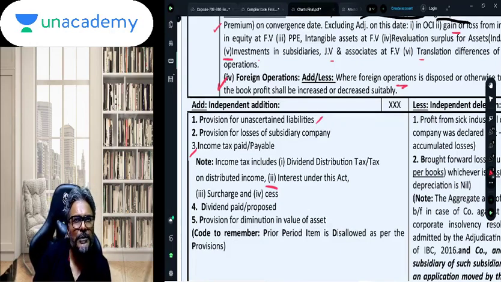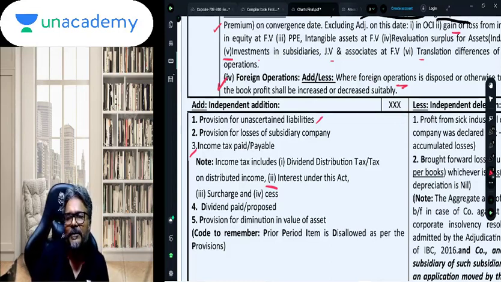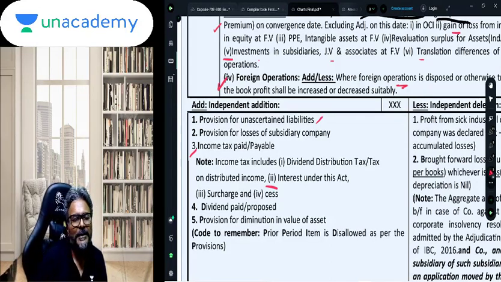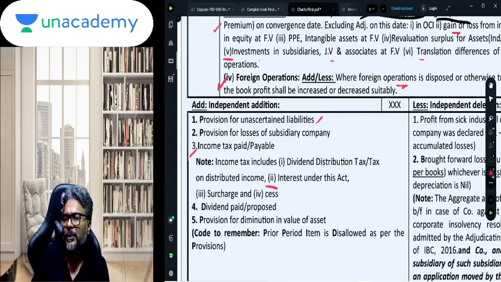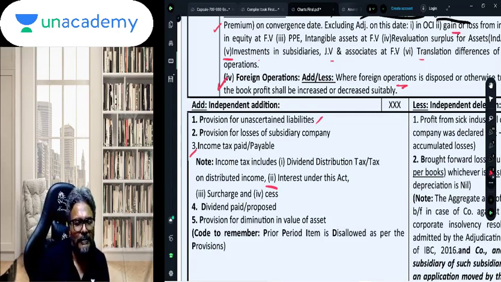Dividend paid or proposed. Students, the next item is dividend paid or proposed to be added back. What you do in the normal provision, even in the normal provision, you add it back. By the way, just a recollection at one point. Penalty for infraction of law, if it is debited to the profit and loss account, then what you do under the normal provision? Do you add it back? Answer is yes, because this is specifically disallowed.